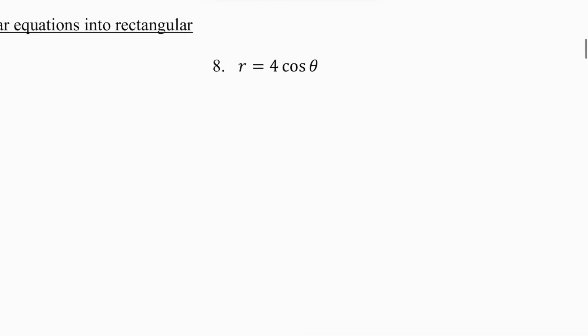But what about number 8, this next one? I could multiply both sides by secant, but then I would have r secant theta, which is not one of the formulas that we have on the top. So this is another thing that we do. What would be nice is if there was an r in here. Well, I could do that by multiplying both sides by r. So r times r is the same thing as r squared.